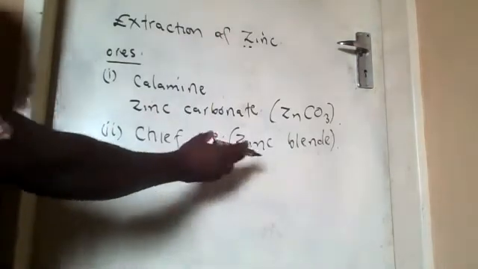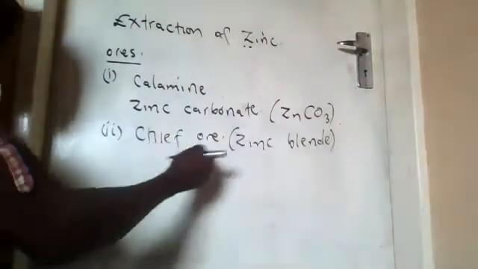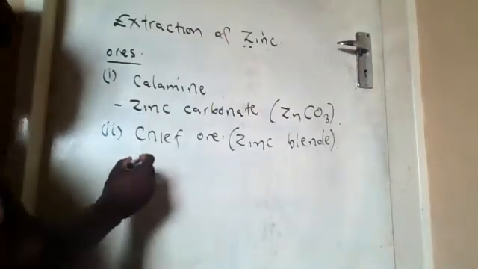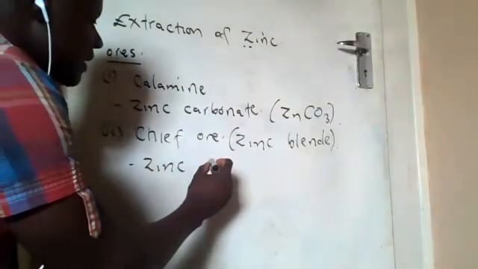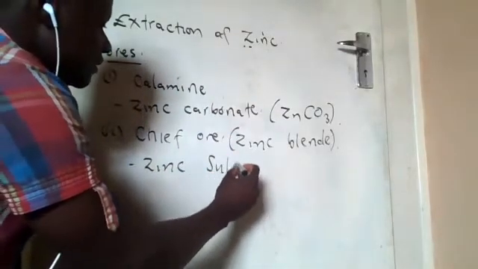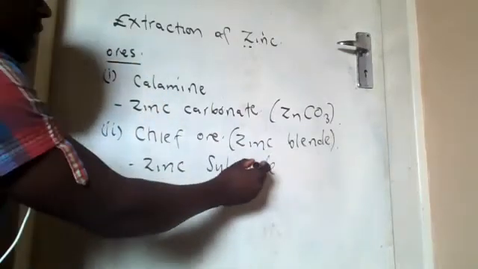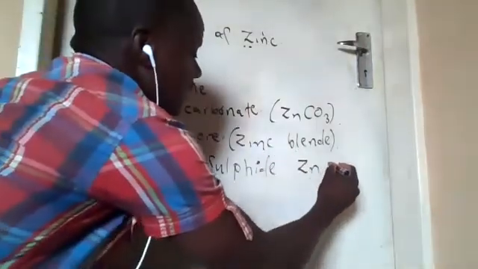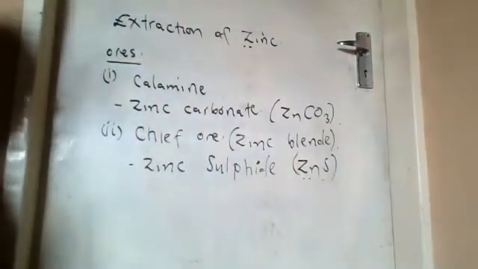And that's the ore that we use when you want to extract zinc. Unlike calamine, whose chemical formula is zinc carbonate, this one is zinc, not zinc sulfate, but zinc sulfide. The sulfide is coming from sulfur. So this one will be written as zinc sulfide. So the zinc sulfide is the major ore from which zinc is extracted.